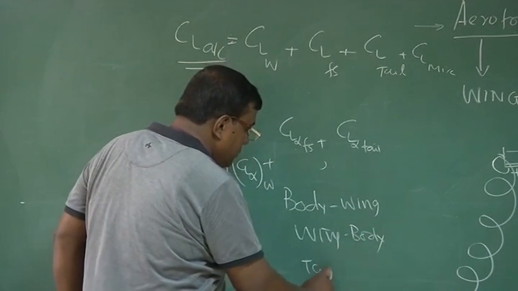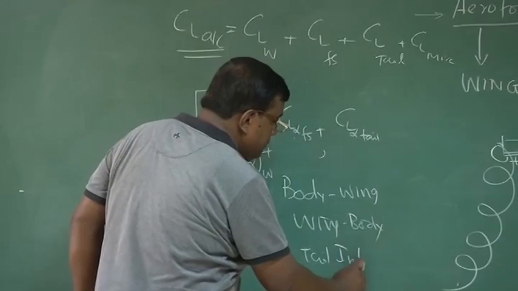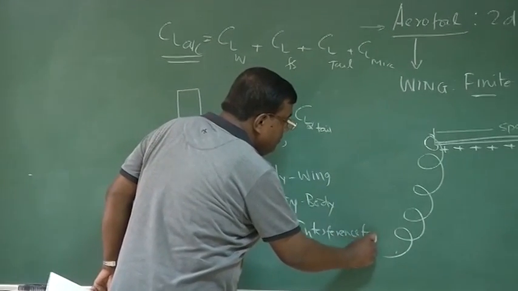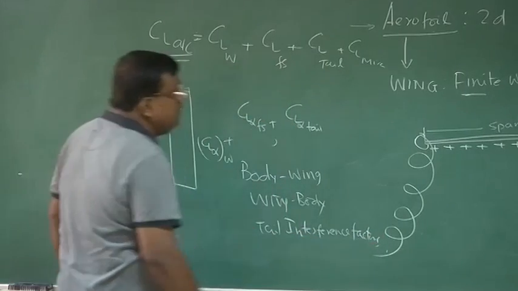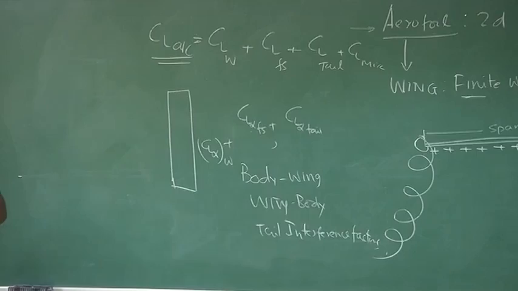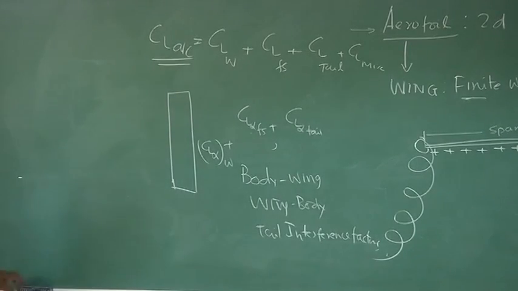Similarly for tail, interference factor, which modifies the overall CL of the aircraft. So that is why we use three terms distinctly.